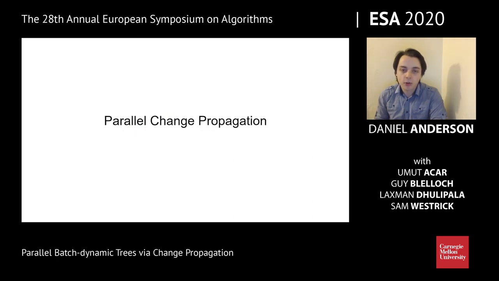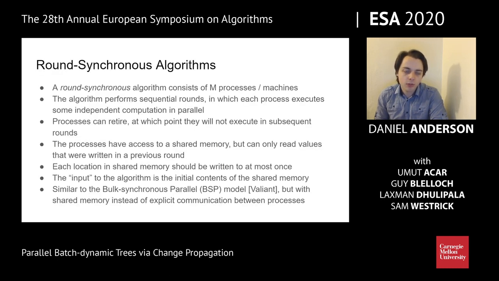Now let's talk about our framework for parallel change propagation. We'll apply this framework to the tree contraction algorithm of Miller and Reif to obtain our batch dynamic trees algorithm. First of all, most frameworks for change propagation operate on some restricted class of algorithms. In our case, we work with what we call round-synchronous algorithms. A round-synchronous algorithm is a parallel algorithm that consists of m processes or machines. The algorithms perform sequential rounds in which each of these processes/machines executes some independent computation. These machines all execute in parallel.